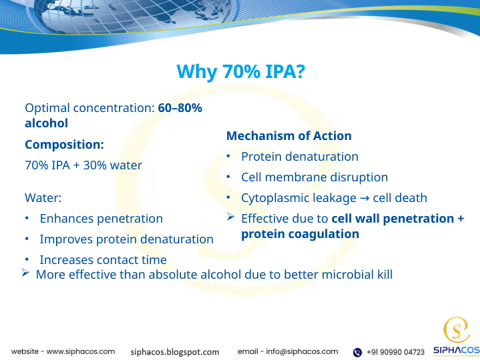At 70%, we get the perfect balance: enough water to aid penetration and denaturation, but still enough alcohol to effectively kill the microbes. So, the combination of 70% IPA with 30% water is not just a random choice. It's a scientifically optimized formulation to maximize antimicrobial efficacy.